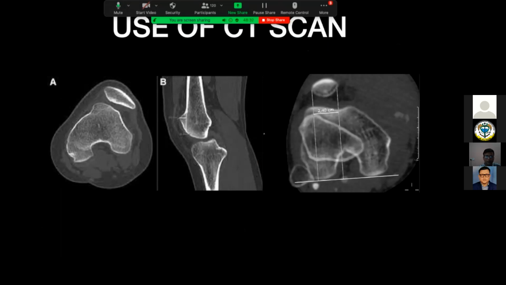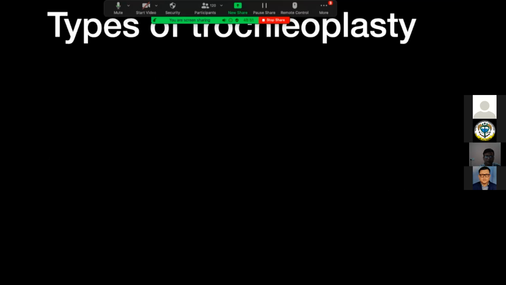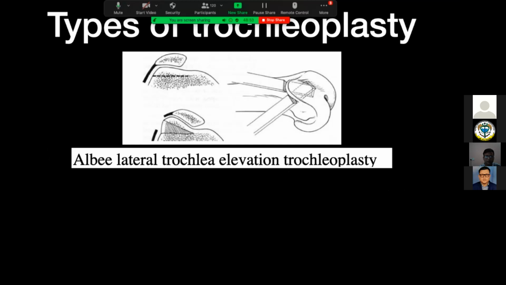CT scan depicts the bony architecture in even more detail, and the TTTG distance is very important in any form of instability, even in trochlear dysplasia. More than 15 to 20 mm is a sign for some procedures with distal realignment procedure. So many types of trochleoplasty have been explained.